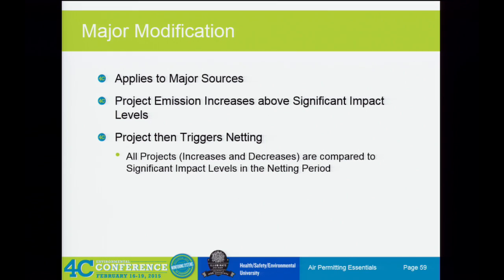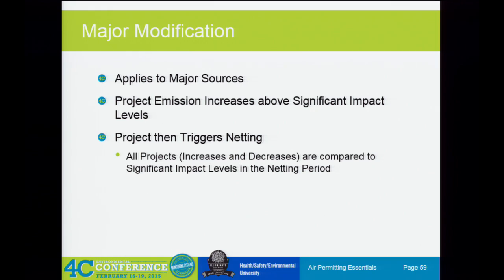The second step is once you trigger that significant impact level, you look at your contemporaneous period, often referred to as netting. You'll go through this netting exercise. And what this does, it calculates all of your project emissions, increases and decreases, and compares them to the significant impact levels in that netting period. And so if those levels are above the significant impact levels, that's when you finally do trigger PSD permits.